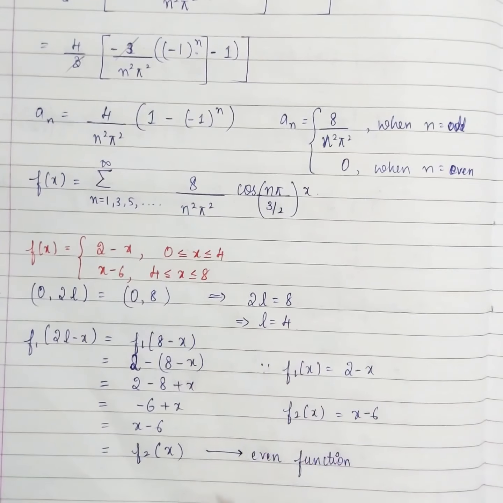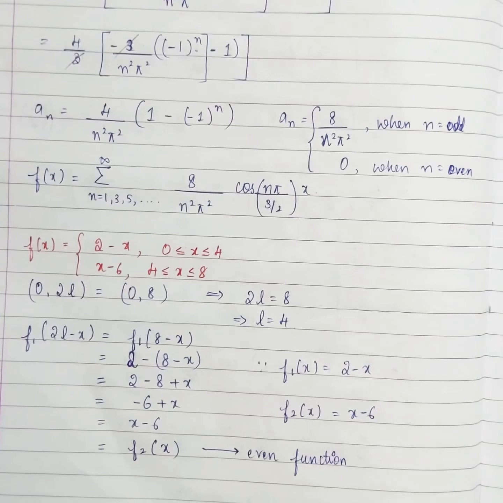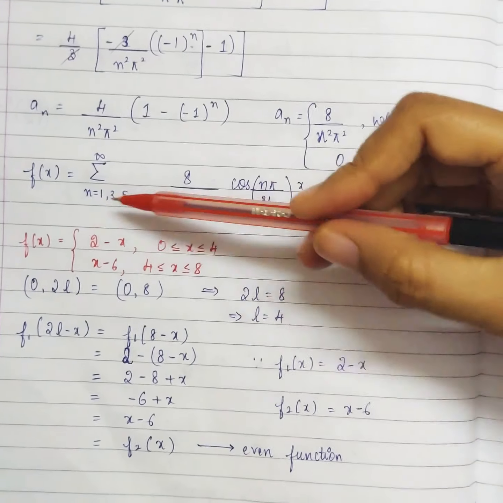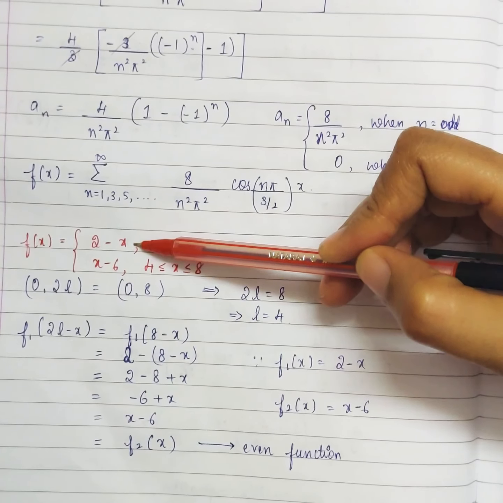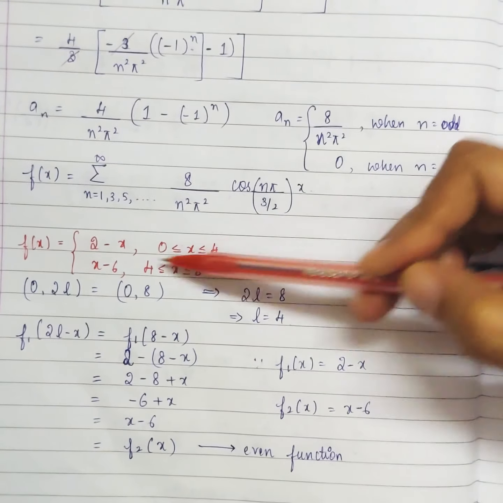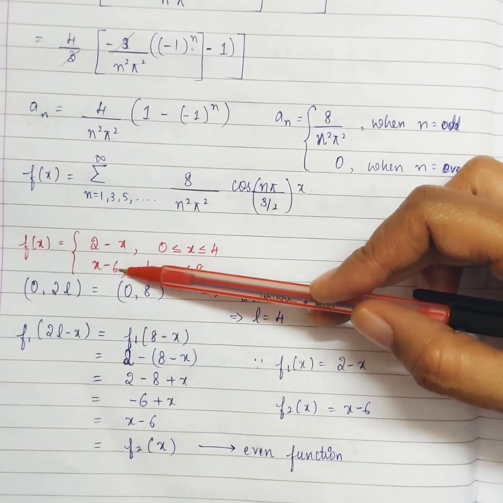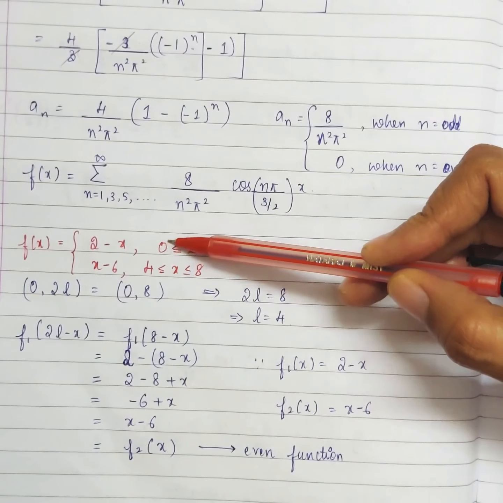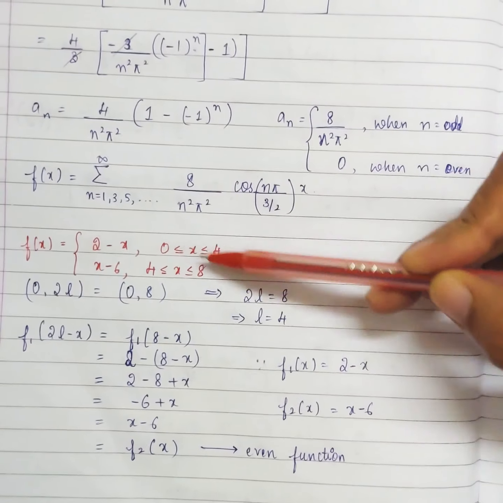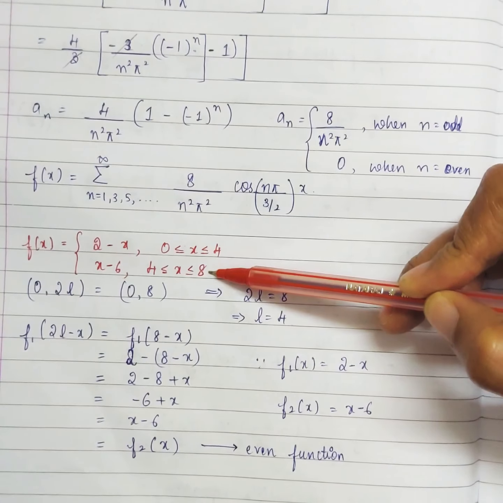Coming to this problem, I just want you to solve it on your own. Just see this problem. 2 minus x, discontinuous interval, right? Because from 0 to 4 it is 2 minus x, and from 4 to 8 it is x minus 6. So it starts with 0 and ends with 8.